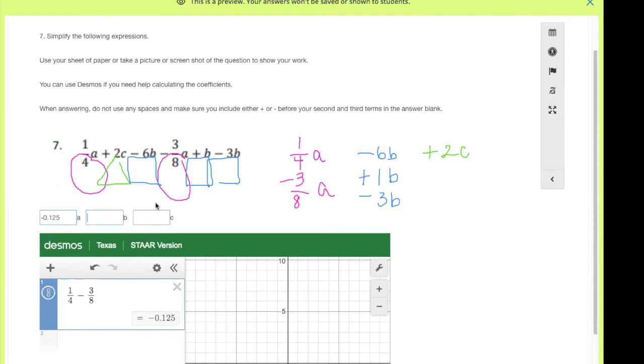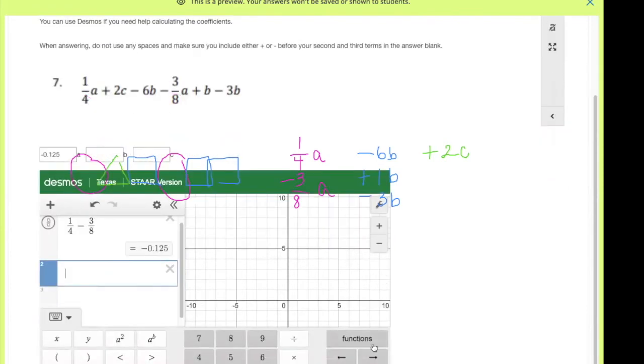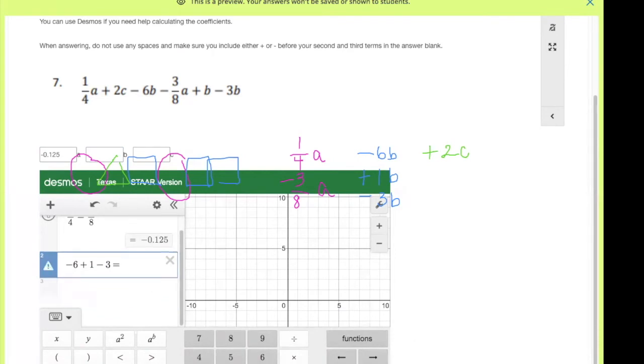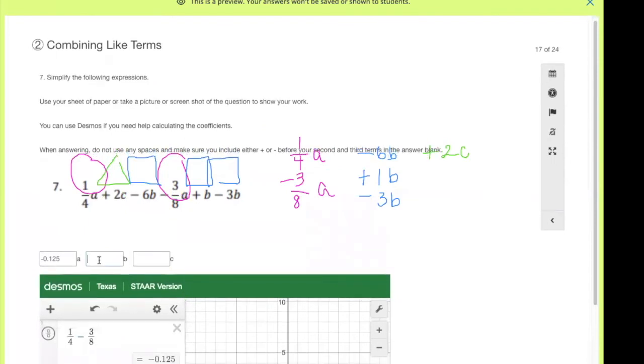My b's, I have negative 6 plus 1 minus 3. So I get negative 8. Right here, I have negative 8b. Notice I'm not typing the a and the b because it's already on the outside. I need the negative right here because that's like minus 8. And then I have a plus 2c. I cannot just write the 2, because remember, we have to have plus or minus between them. Since this is positive, I'm going to write a plus.